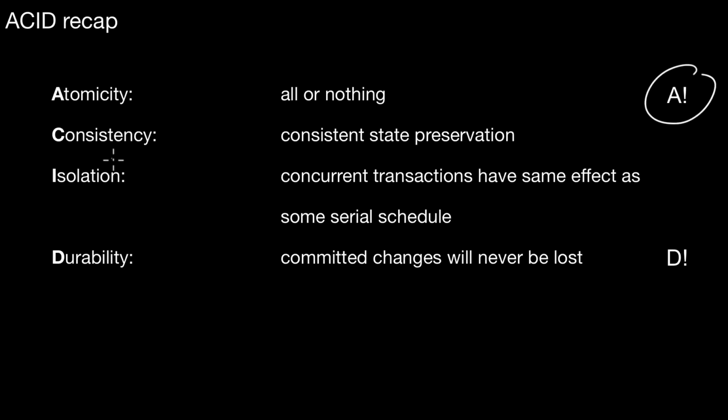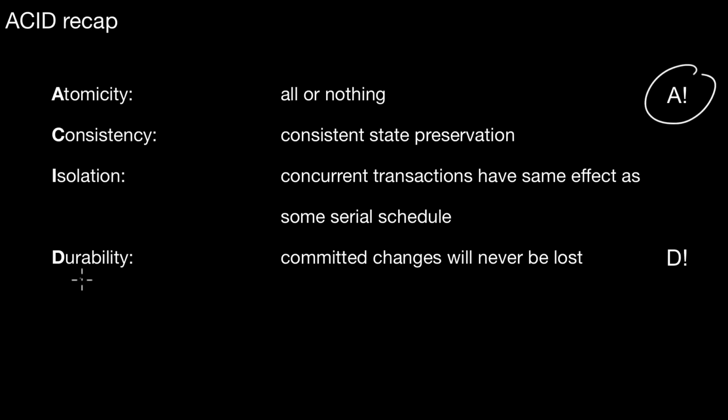That is the A property, very important. Consistency means you have a consistent state preservation. If a transaction starts, it starts on a consistent state, and if it commits, it should leave the database in a consistent state, which also means that while the transaction is operating, it may violate integrity constraints. Just when committing, the integrity constraints should be preserved again. Then, of course, isolation, which means concurrent transactions have the same effect as some serial schedule of transactions. So to an individual transaction, it looks as if it owned the database.